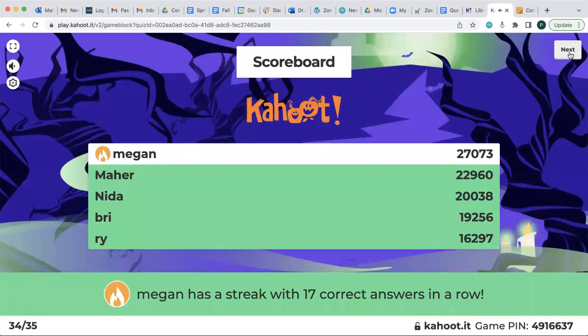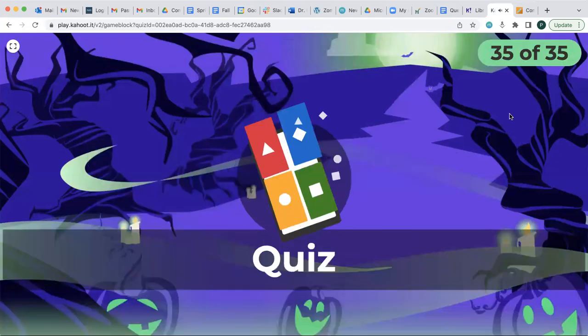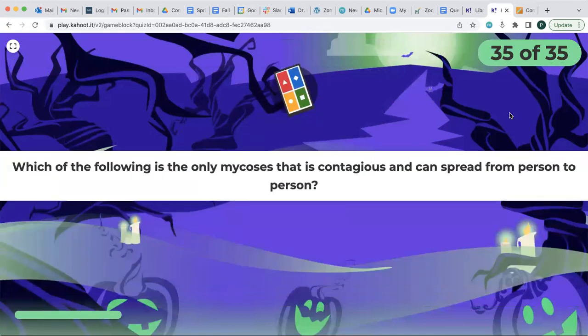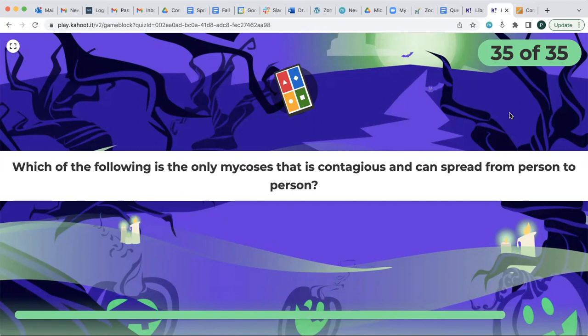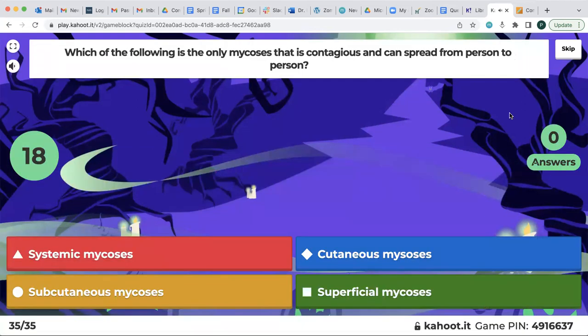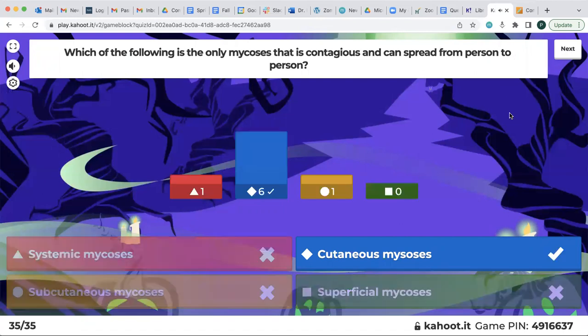And last question. Which of the following is the only mycosis that is contagious and can spread from person to person? Yep, cutaneous. The rest of them people can get, but they can't spread person to person. So the only fungal infection that can be spread person to person is cutaneous.